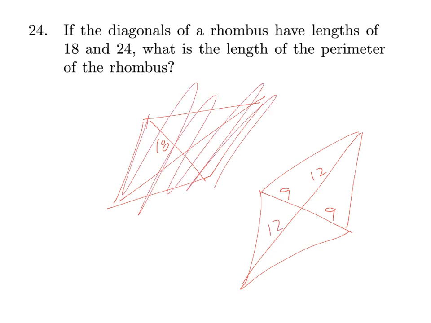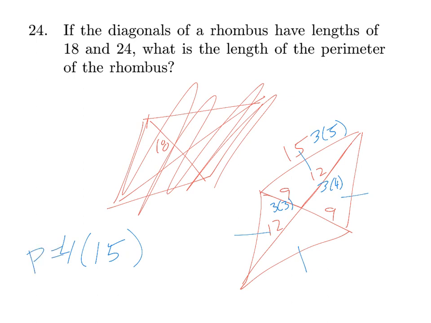All right, what is the length of the perimeter of the rhombus? Okay, so here I have 9, 12. What is the other side going to be? It's going to be 15. How do I get that? Pythagorean triples. This is 3 times 3, 3 times 4, 3 times 5. Or use the Pythagorean theorem. So all the sides have the same length. 4 times 15 is my perimeter. So the perimeter is 60. It's going to be 60 units. Done.